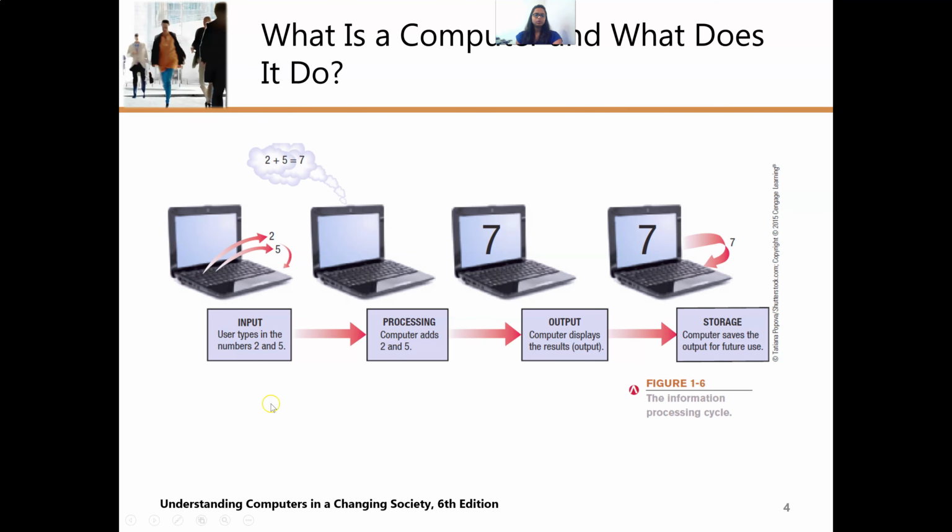Here is a simple demo of what a computer does when we want to add two numbers. Say suppose we want to add 2 and 5. So we input 5 and 2. Then the computer processes it. It performs the operation. So what is processing? It calculates 2 plus 5 and it displays the output as 7. Then whatever is the output, that is stored in the computer. So this is an entire information processing cycle.